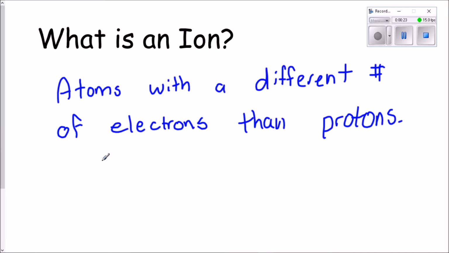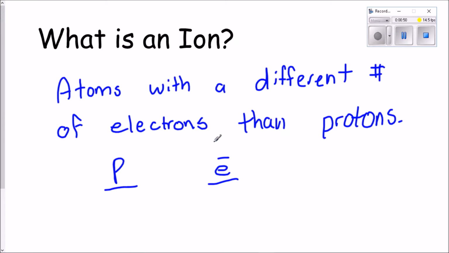Now remember that atoms are made up of protons, which have a positive charge and a mass of 1, electrons, which have a negative charge and no mass, and neutrons, which have no charge and have a mass of 1. So when you have the same number of protons as electrons, you are a neutral charge. So if you have 4 protons, 4 electrons, no charge. But if you have a different number of electrons than protons, then suddenly you have a charge.